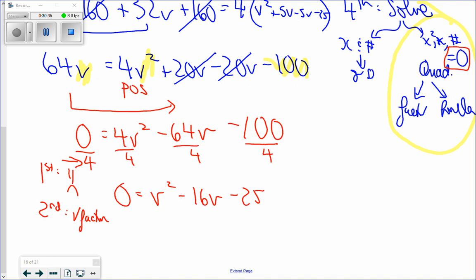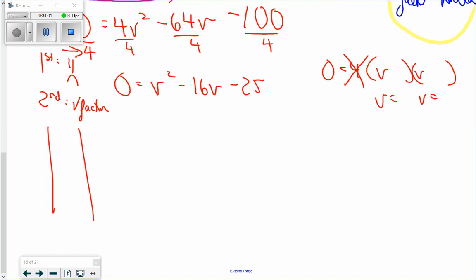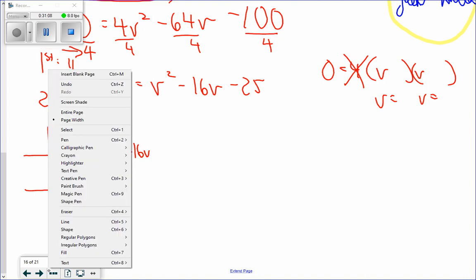Normally we would go 0 equals 4, right? And then you'd have v and v, and then you'd solve it underneath. But the 4 plays no part in that solution. So as long as you've shown that you took it out, you don't need to keep writing it. At this point, you're going to get very sad because it's not factorable. You cannot find two numbers that add to get negative 16. If this was factorable, you would do v squared, negative 16, negative 25.